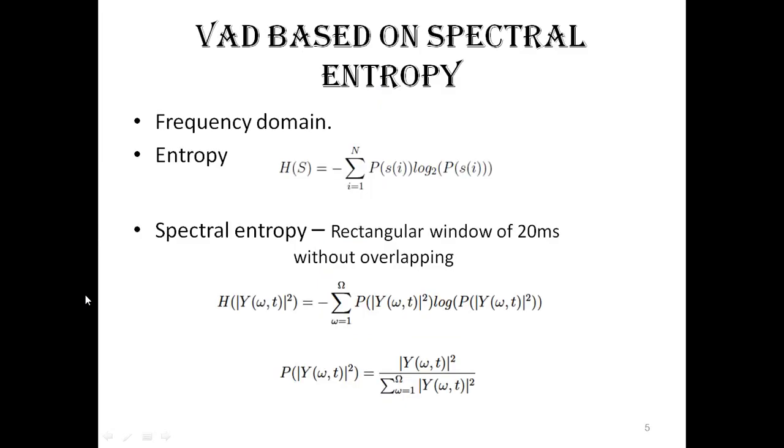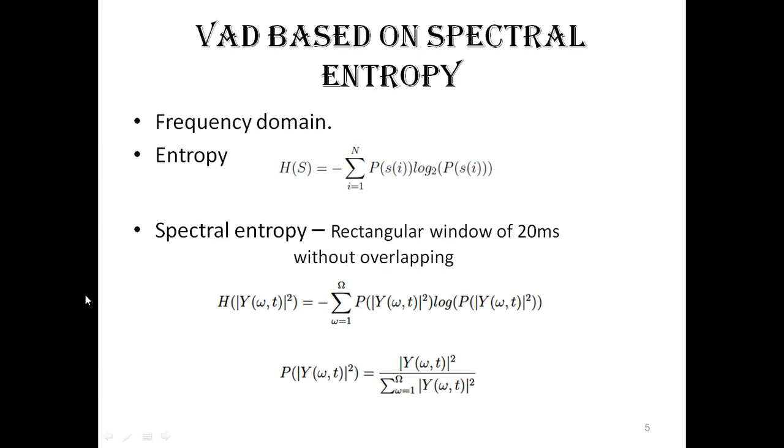So this slide explains the voice activity detection scheme based on spectral entropy measure. The basic purpose of voice activity detection is to identify the portions of a signal where there is no speech present. So the output of the voice activity detection block would be a signal which contains only speech. And the approach we take here is using the spectral entropy measure.